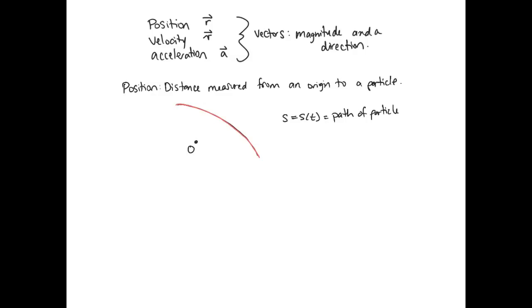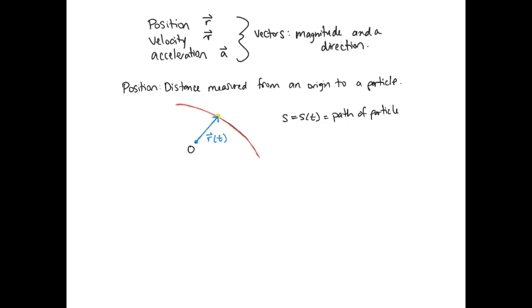Now, our position vector r is going to be the distance from our origin O to the path that the particle is traveling. So we have an actual particle here that's traveling along the path s. Our position vector r is this blue line from our origin to the particle.